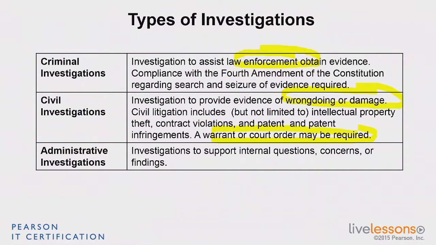Administrative are either internal policy-based or could be regulatory-based, and the investigations are generally to support internal questions, concerns, or findings. So 3 types of investigations: criminal investigations, civil investigations, and administrative investigations.